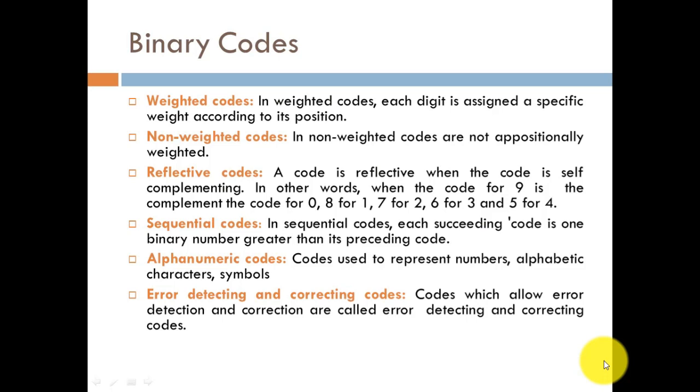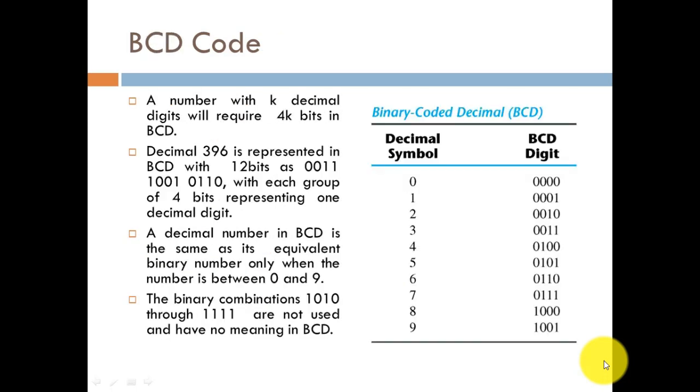We are going to take a look at how these different codes work out. First we are going to discuss BCD codes. In BCD codes, or binary coded decimal, a number of k decimal digits will require 4k bits in the BCD code. So what do you mean by that?